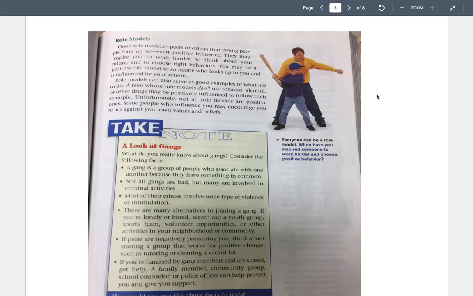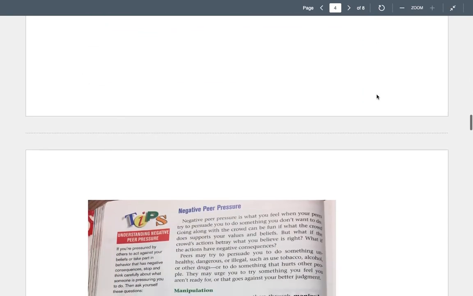If you're harassed by gang members and are scared, get help. A family member, community group, school counselor, or police officer can help protect you and give you support. So that's about gangs. Okay, the next page, I'm not going to read all of this page.